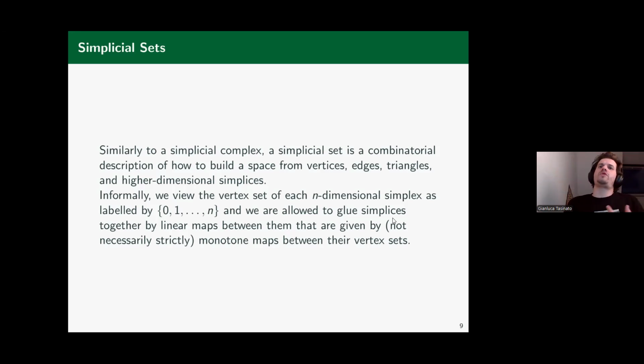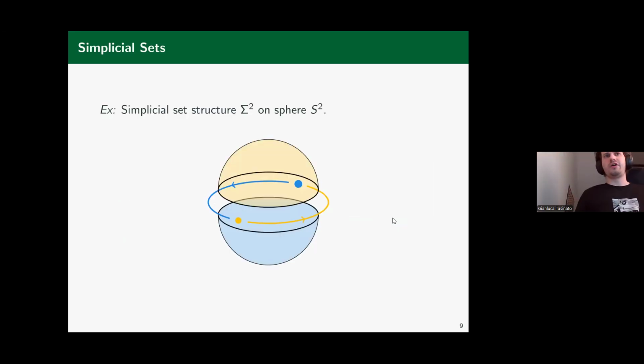Informally, when you have a simplicial set, we see every n-dimensional simplex as labeled by some ordered set, so the vertices are labeled by 0 to n. And then we glue simplices. We are free to use any linear map that is given by a weakly monotone map between vertex sets. So it's much more flexible, but we still maintain heavy combinatorial control on how these things are glued and what the space looks like. Let's see an example here.